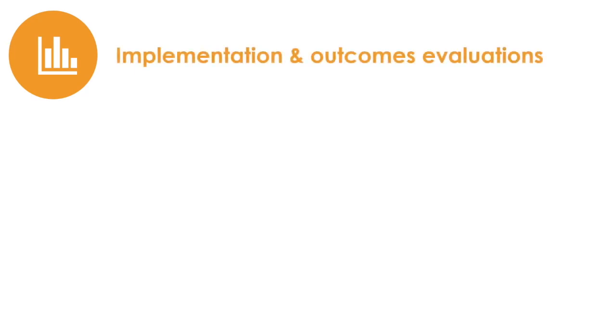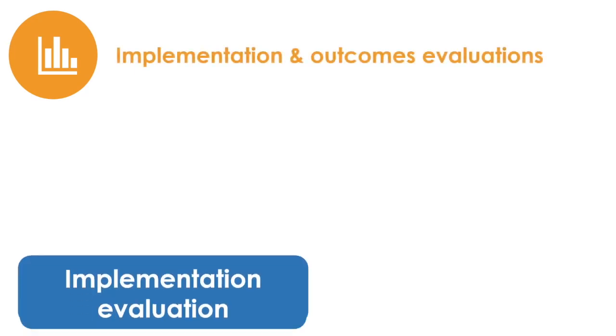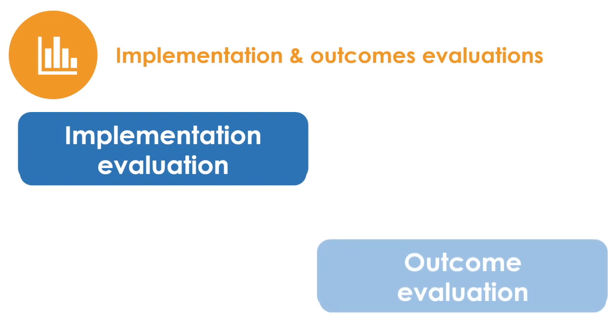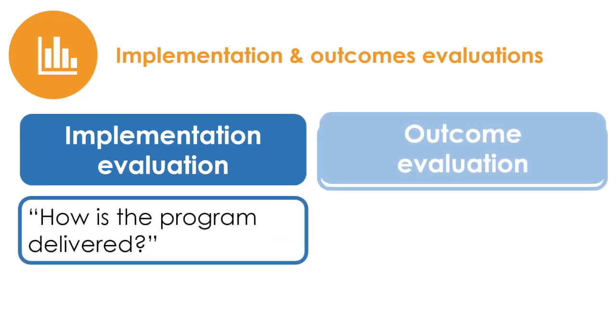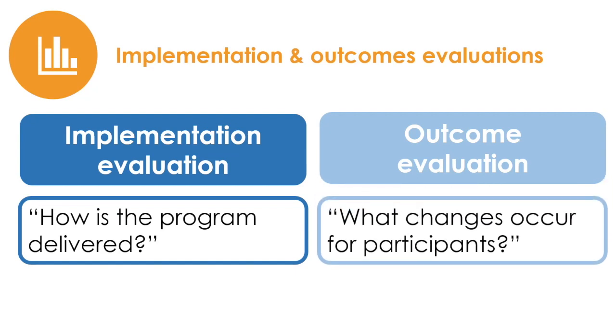There are two broad categories of program evaluations: implementation evaluations and outcome evaluations. Implementation evaluations ask how the program is delivered, while outcome evaluations ask what the changes are in program participants. It's generally a good idea to do both.